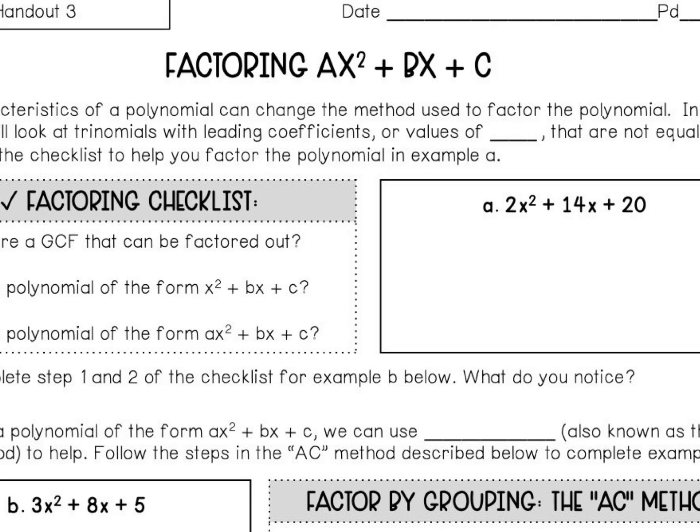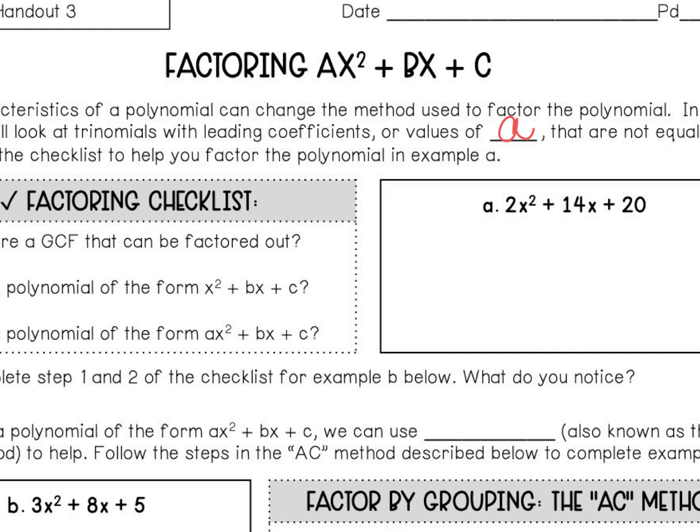All right, so today we're going to talk some more about factoring, but instead of it being 1x squared, there's actually going to be a number besides 1 there. So characteristics of a polynomial can change. The method used to factor polynomials. In this lesson, we're going to look at trinomials. Again, that has 3 terms. Trinomials with leading coefficients or a value for a, meaning a is not 1.